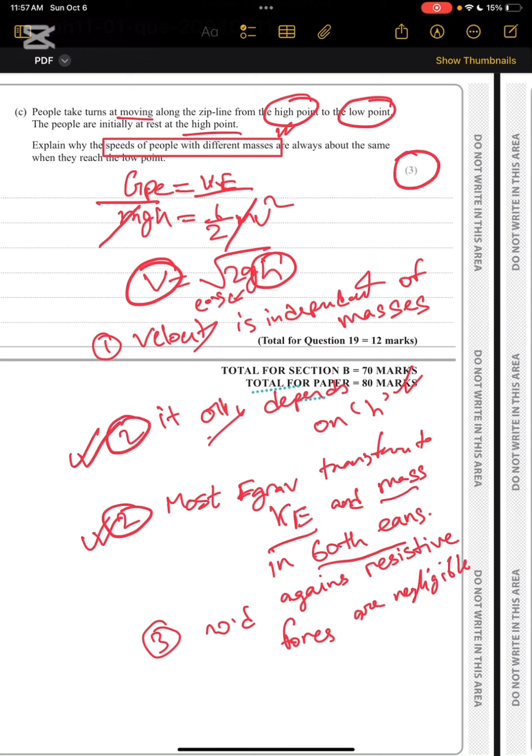You can write either this point or this point for the number 2. As this has given 3 marks, you have to write 3 points. And the third point will be, we haven't taken the resistive forces into account. We're just talking about negligible resistive forces. So we are done with this question and this paper.